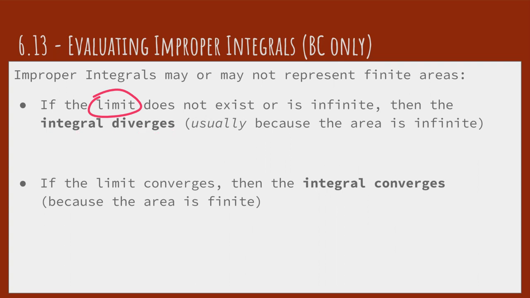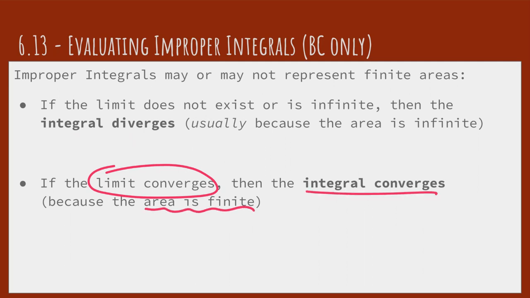So when an integral has a value, it's because a Riemann sum converges, but that's beside the point. If the limit converges, then the integral converges because the area is finite. Typically, if an integral is going to diverge, it's because the area is infinite, but we are going to see in one of the examples in a later video where the total area is not necessarily infinite, but still it's going to diverge. And we'll talk about why when we get to that example.